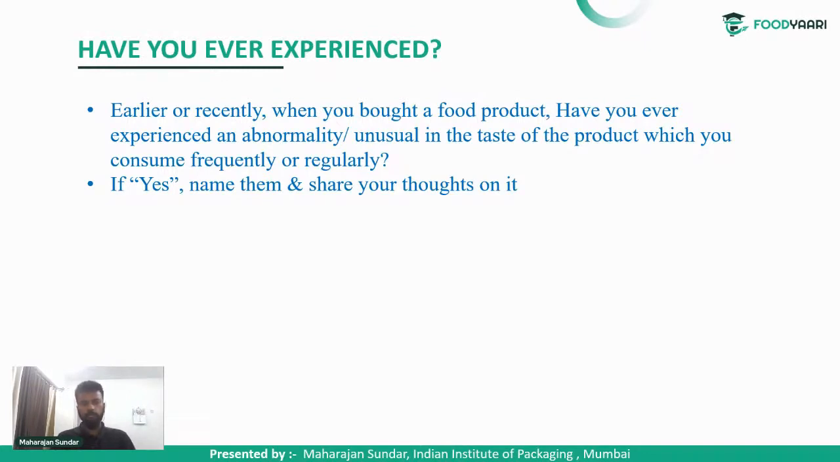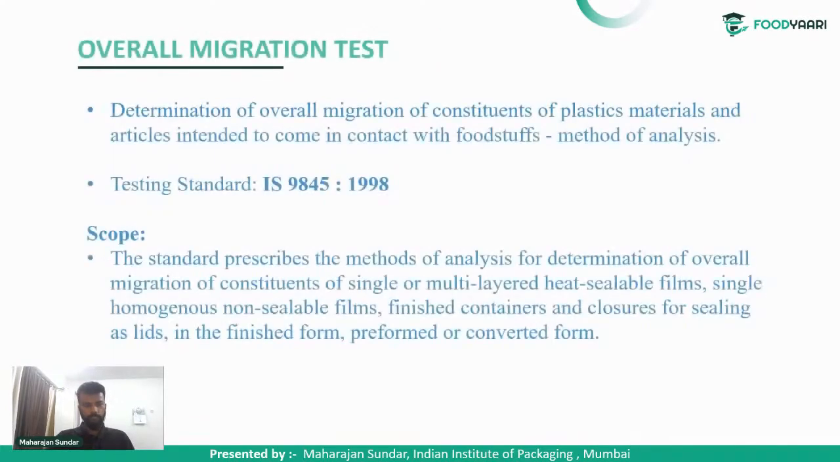Okay, you can ask why I am talking about this. It is an important parameter we are about to discuss next to water vapor transmission rate and oxygen transmission rate. It is known as overall migration rate, or overall migration test. We should find an overall migration rate value for all the packaging materials where we pack food products. You can ask me why it is happening. Is this all because of plastics? If the question is yes or no, it is not because of plastics.